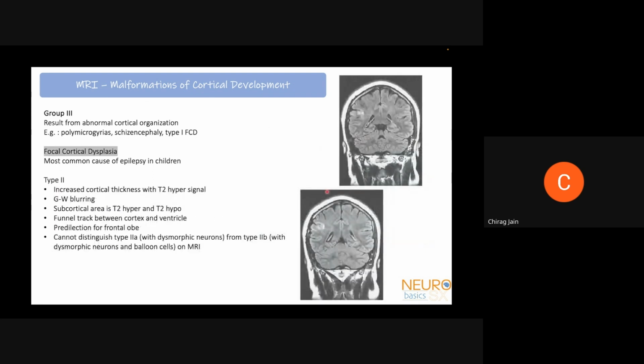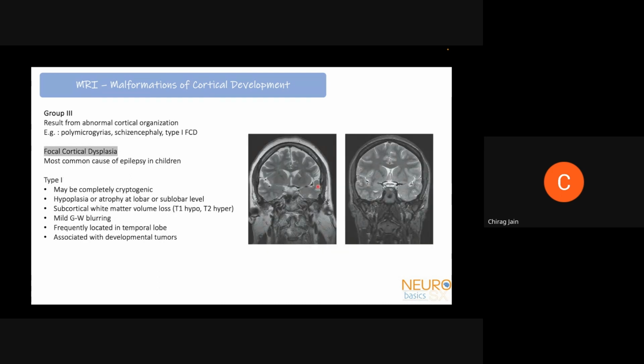It might not be as obvious as you can see here as type 1 FCD maybe. Type 1 FCD is a little bit more subtle. You will see there might be hypoplasia or aplasia or atrophy at the lobar or sublobar level. So you can see, as compared to this side, this temporal lobe is smaller. You can also see subcortical white matter volume loss. And this subcortical white matter will be T1 hypo and T2 hyper. There will be a mild gray-white blurring, and it is also frequently associated with other developmental tumors.